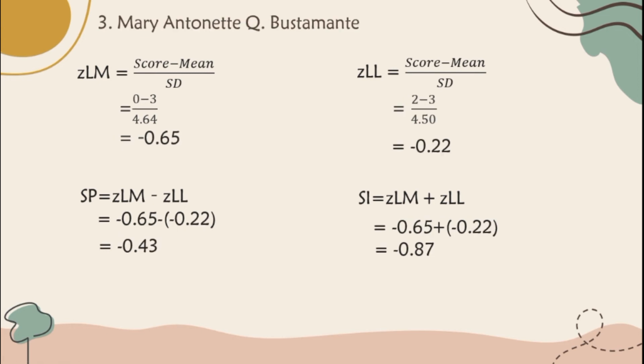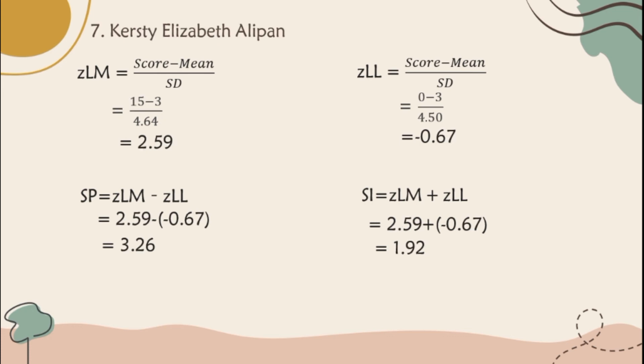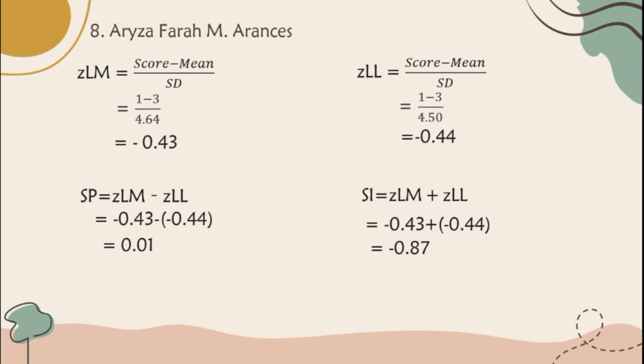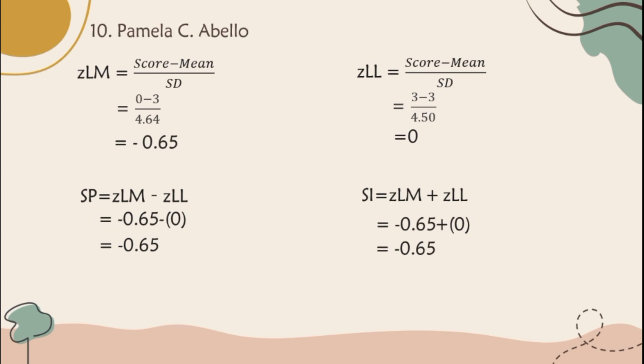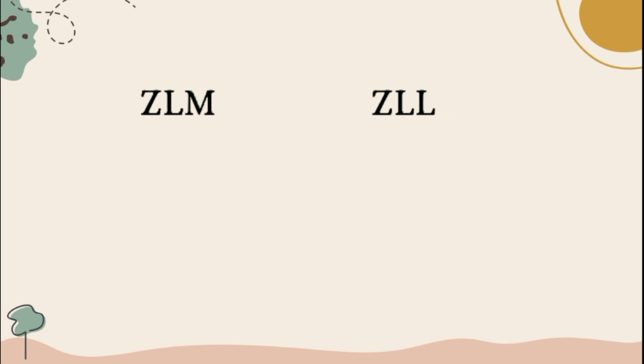For the remaining nominees, we will also find their z-score for the like most, z-score for the like least, social preference, and their social impact by using the same process I explained to you a while ago. Given these four computations: first, the z-score of the like most; second, the z-score of the like least; third, the social preference; and fourth, the social impact. These can be applied in Boolean logic to determine the 5 specific categories of social status.